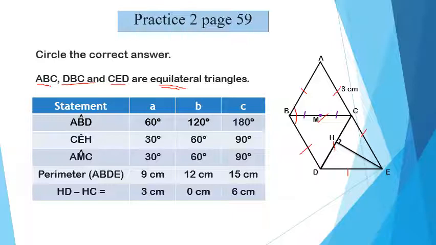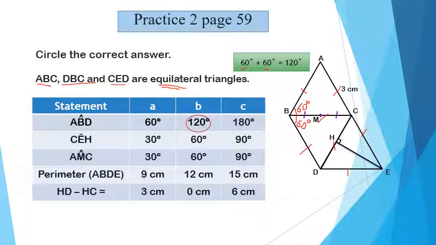Since ABC is equilateral, each of its angles is 60 degrees. So ABC equals 60 degrees and CBD equals 60 degrees. Why? Since CBD is an equilateral triangle. So ABD is ABC plus CBD, so it's 60 plus 60 degrees, which is 120 degrees. So ABD, its measure is 120 degrees.